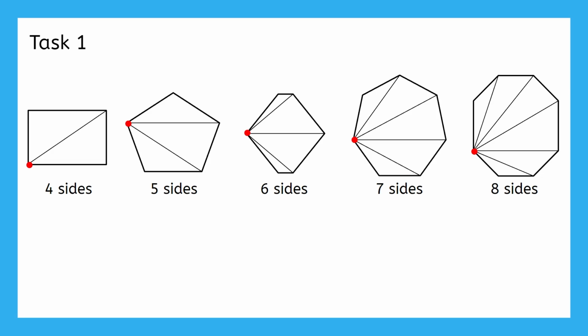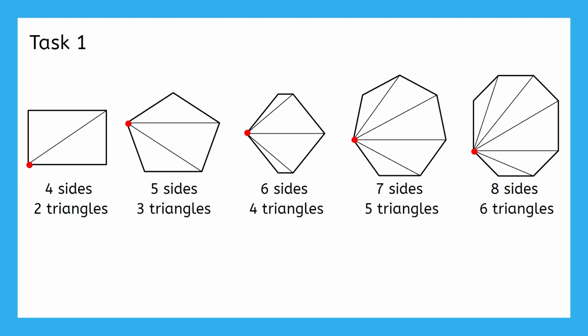Underneath each of these polygons, I'm going to write how many triangles we created within each of them. In the quadrilateral, we created 2 triangles by drawing a diagonal. In the pentagon, we created 3 triangles. If we keep going, we would see that the number of triangles continues to increase by 1, just as the number of sides also increase by 1.